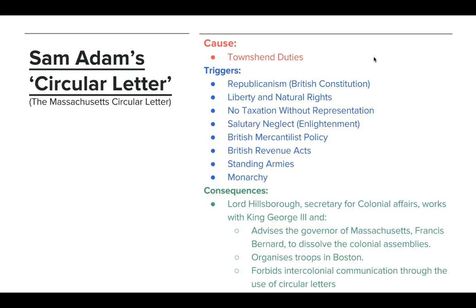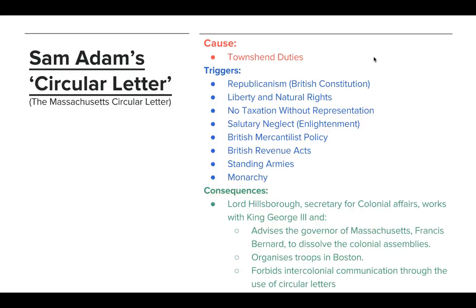And so Sam Adams pretty much writes this circular letter with all these triggers. All these themes and ideas are popping up in his head, and he's thinking, something has to give, something has to change. And maybe if I get everyone on board with this, maybe we can petition the king, and we can again use our Republican voice to stand up and tell the king when he's overstepping the line. Unfortunately for Sam Adams, his plan doesn't really work.